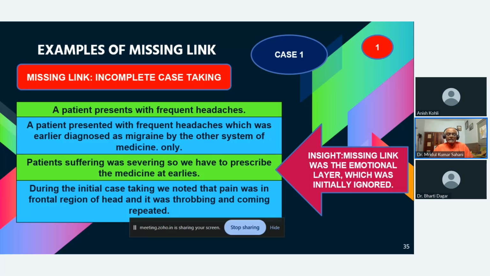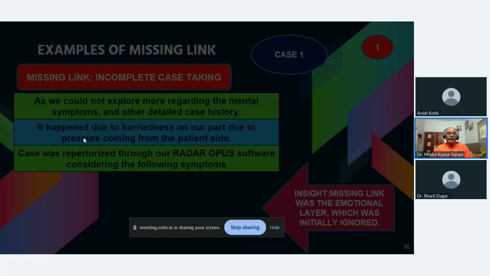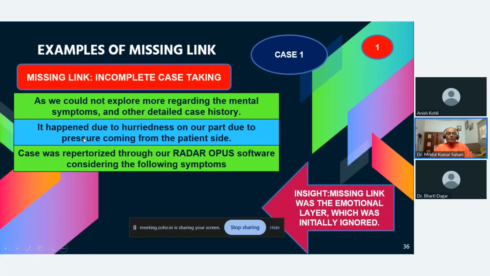During the initial case taking, we noted that the pain was in the frontal region. It was on the frontal side of the head, and it was throbbing, coming and repeating. On this basis, we could not explore more regarding the mental symptoms and other detailed case history. Now, these are the failures that I am discussing. It happened due to hurriedness on our part, due to pressure coming from the patient side.